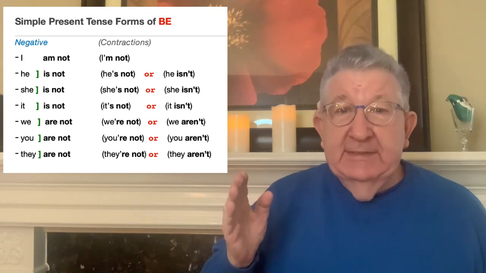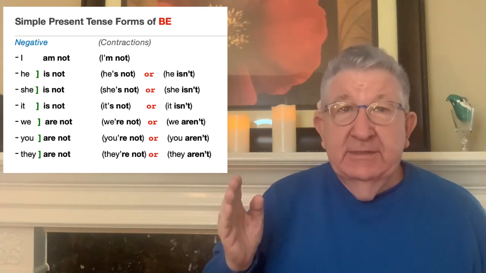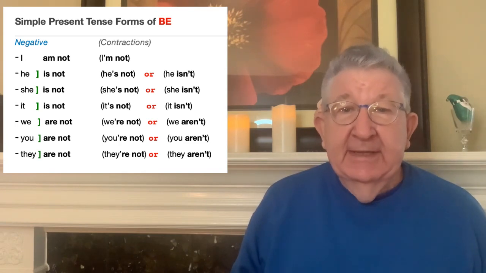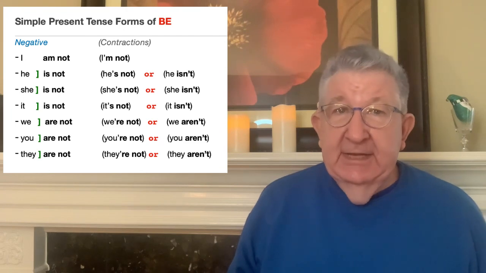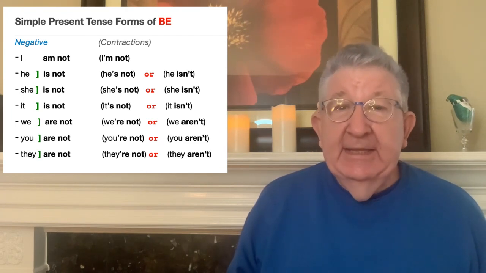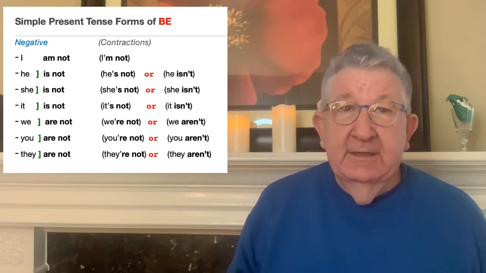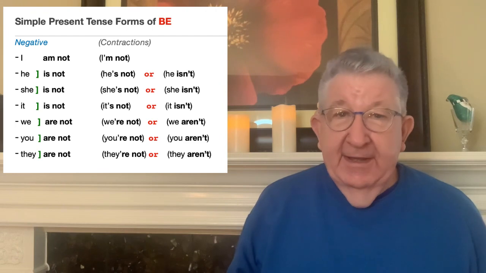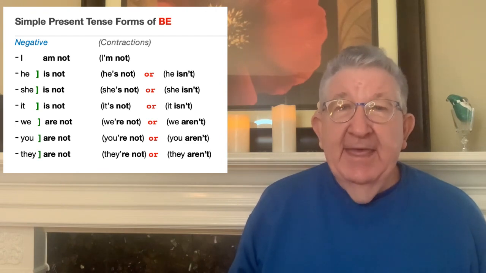We'll start with the separate forms first. I am not. He is not. She is not. It is not. We are not. You are not. They are not.